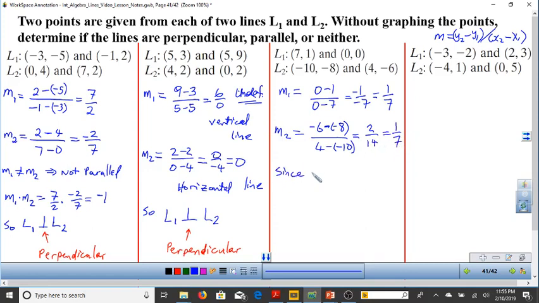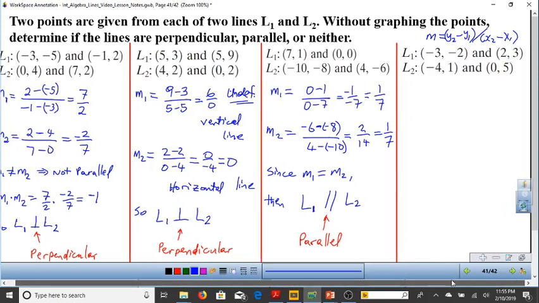Since M1 is equal to M2, then line L1 is parallel to line L2. This symbol represents parallel, which means the lines are parallel. It looks like two parallel lines. They are in the same plane and they do not touch. They have exactly the same slope.